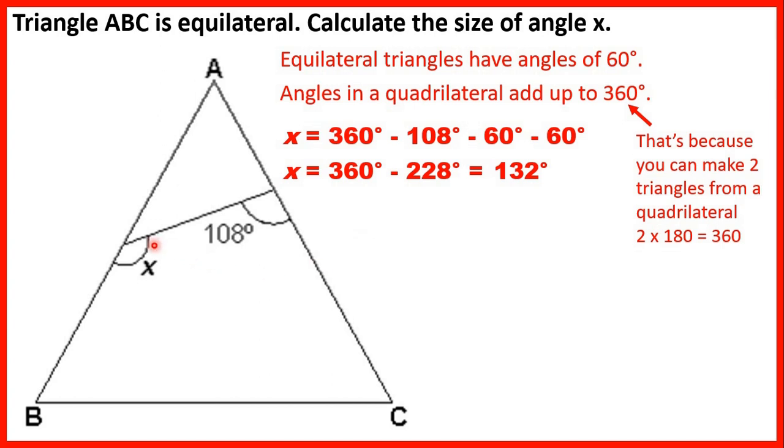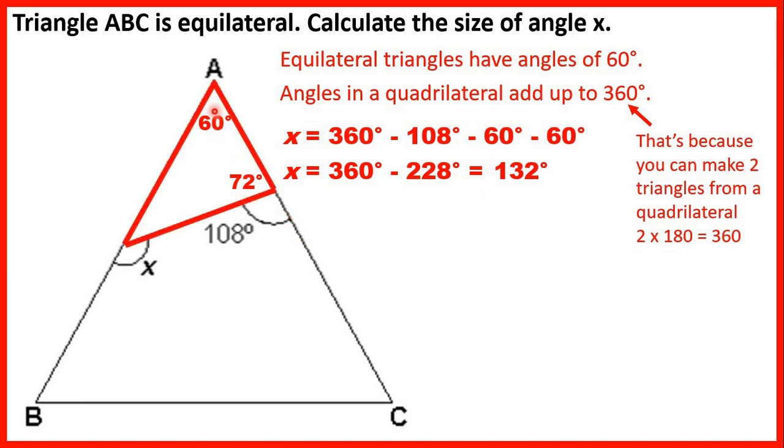But there is another way of solving this question. We know that it's an equilateral triangle, so this angle here will be 60 degrees. But then we can work out this angle here, because we have angles on a straight line, and angles on a straight line have to add up to 180. And if we subtract 108 from 180, we get 72.